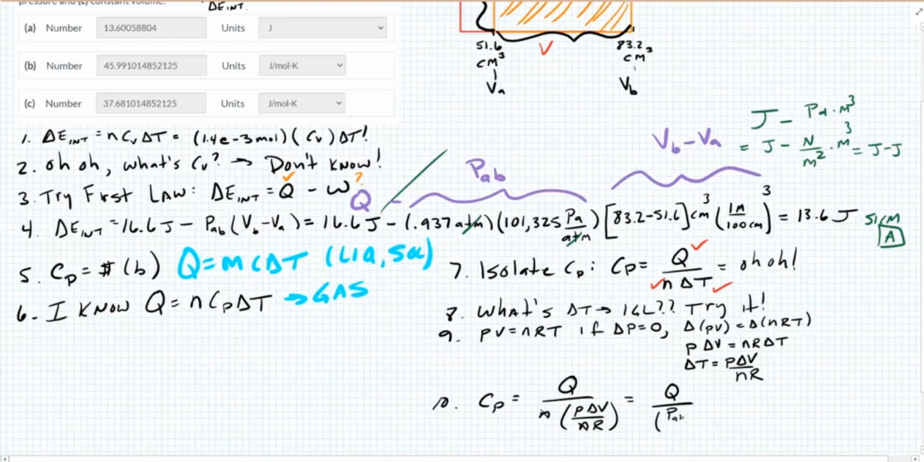PAB delta V. I'll write this because you know what delta V is. Delta V from A to B all over R.